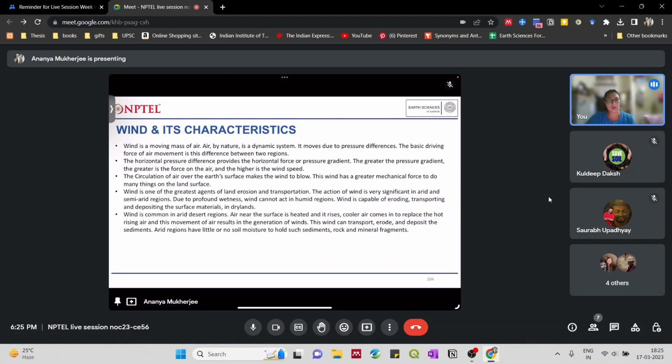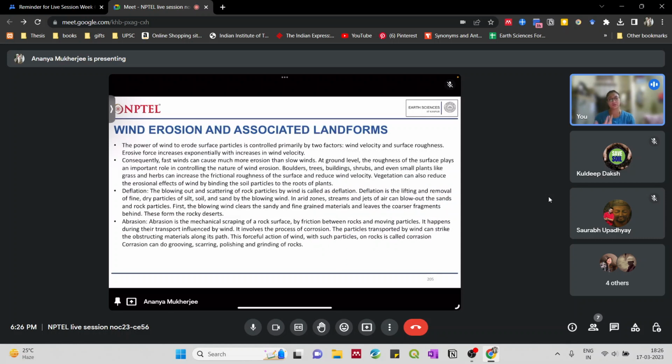So now we understood how the inherent way that the winds move causes different kinds of erosion, transportation and depositional acts. It is primarily the way the winds erode, based on wind velocity and surface roughness. If the wind velocity increases, the erosive power or erosive force of the wind will also increase.